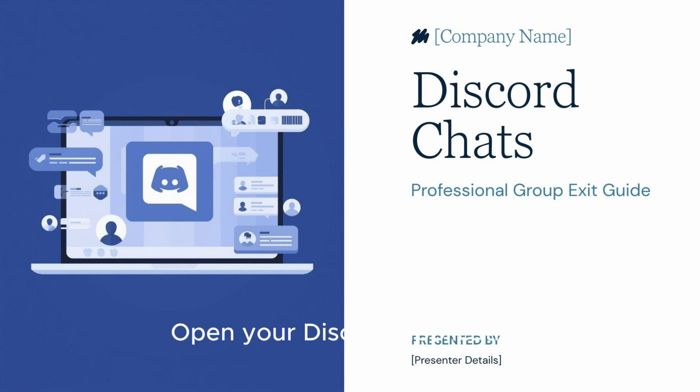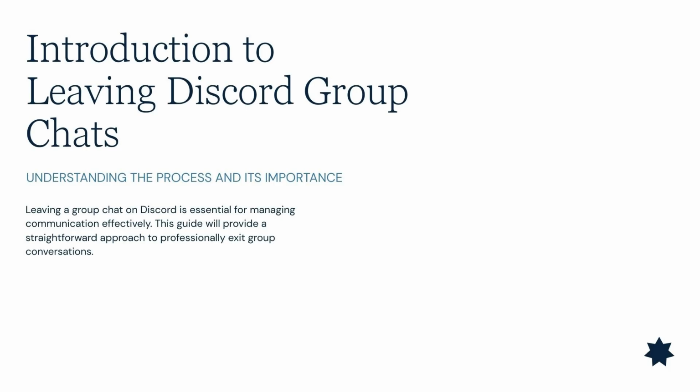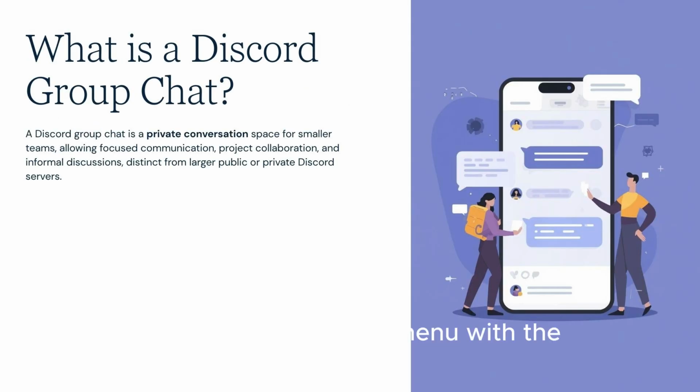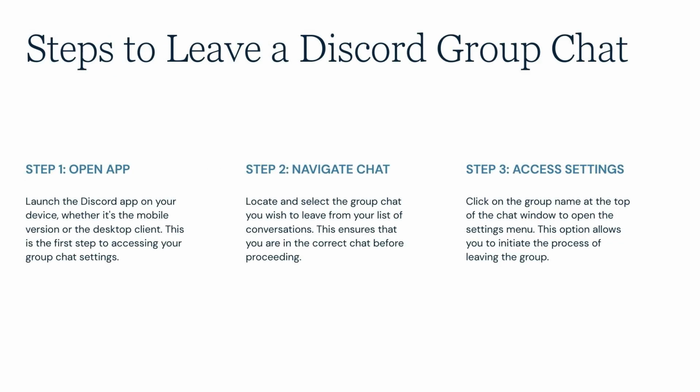Open your Discord application and go to your direct messages list on the left sidebar. Find the specific group chat you want to exit. Click on the name of that group chat at the top of your screen. This will open a small menu with the group's details. Look for the option that says Leave Group. It is usually near the bottom of this menu and has a red icon.